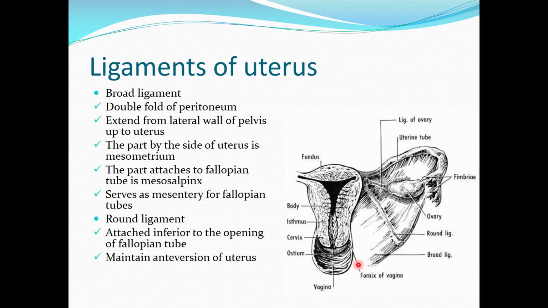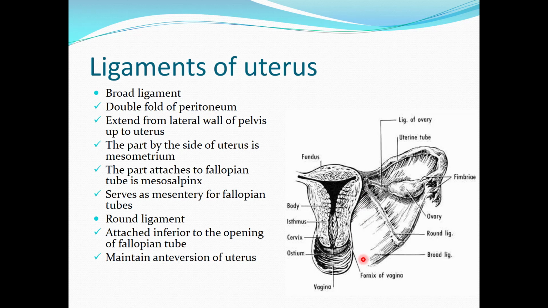First of all, there is the broad ligament of the uterus. This is the broad ligament, which is the double fold of the peritoneum. It extends from the lateral pelvic wall. See here, this is the lateral pelvic wall, to the side of the uterus. This is the broad ligament. The part by the side of the uterus is called the mesometrium.